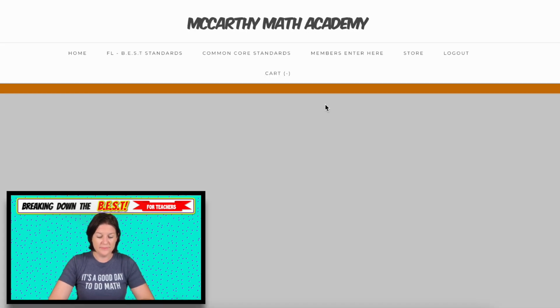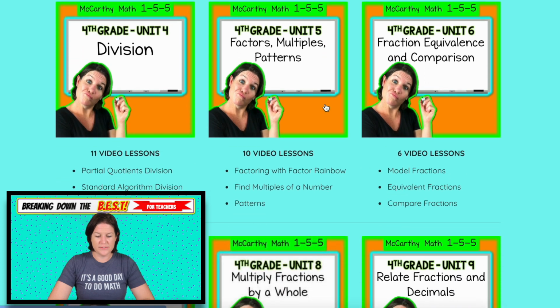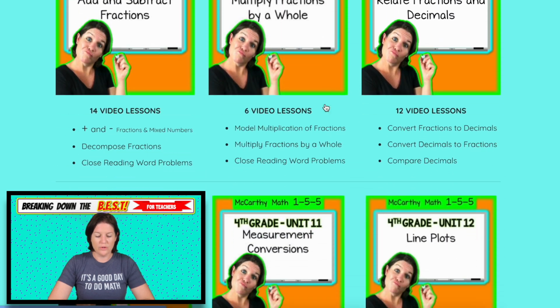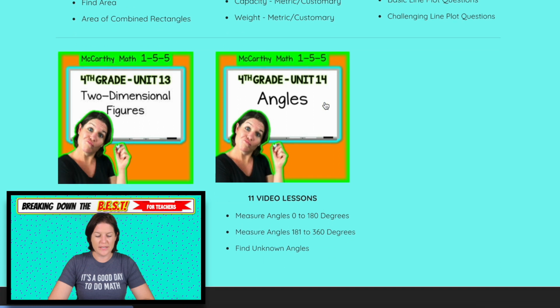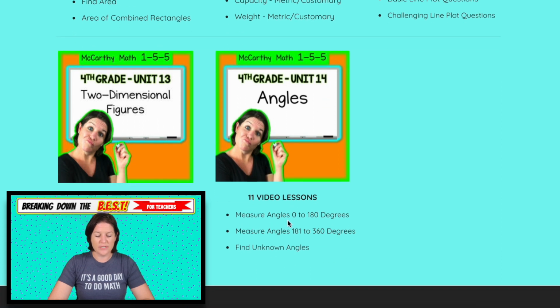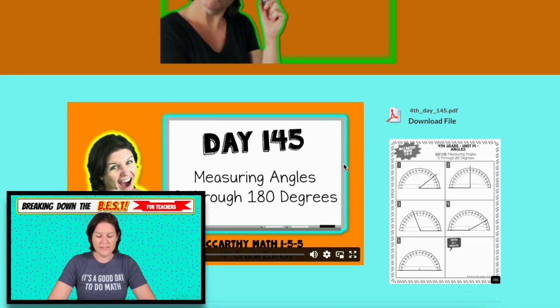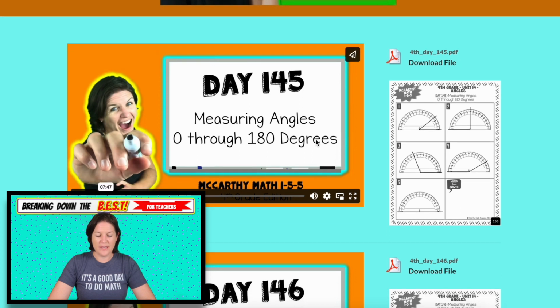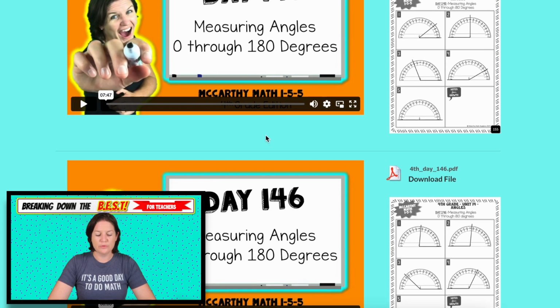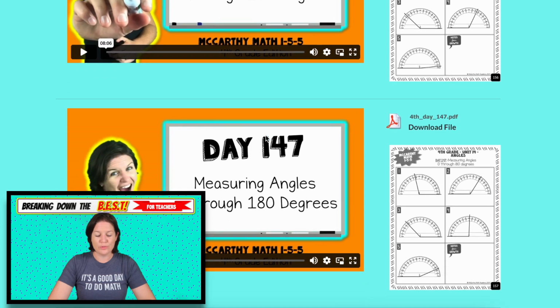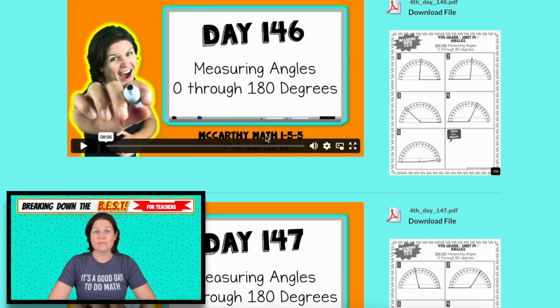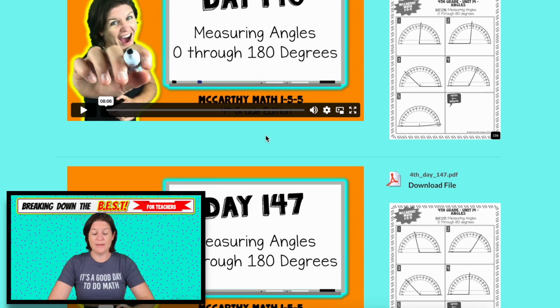So for 4th grade, you can see all the different units available. We're going to scroll all the way down though because we want to connect Unit 14, measuring angles 0 to 180 degrees, and measuring reflex angles, right? And finding unknown angles will actually be the next standard that we look at. But if we click here on Unit 14, you can see that you'll have extra practice. Here we go, day 145. Measure angles 0 through 180 degrees. There are 3 episodes just going from 0 to 180, practicing measuring.